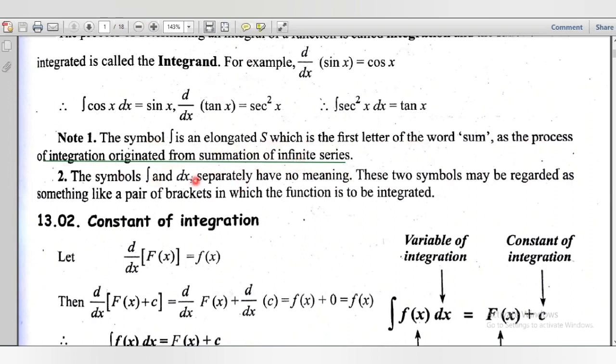So later you will know. When we gradually proceed, we will come to the point where we use the summation of the infinite series. The sign of integration, the elongated S, and dx separately have no meaning, so be careful about this. These two symbols may be regarded as something like a pair of brackets in which the function is to be integrated.